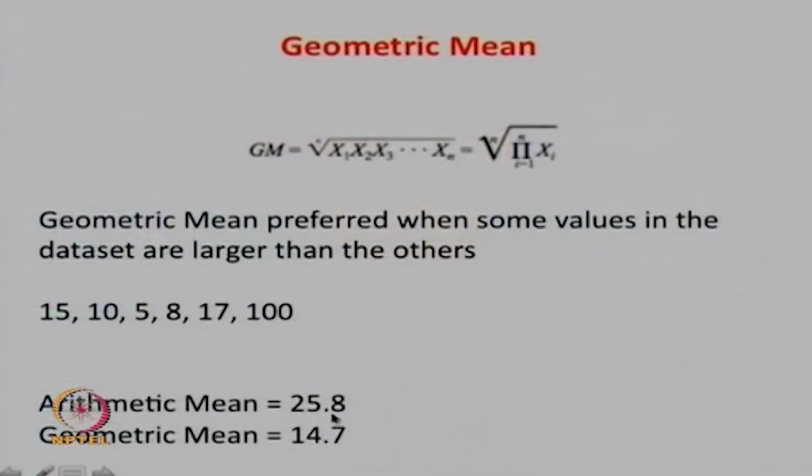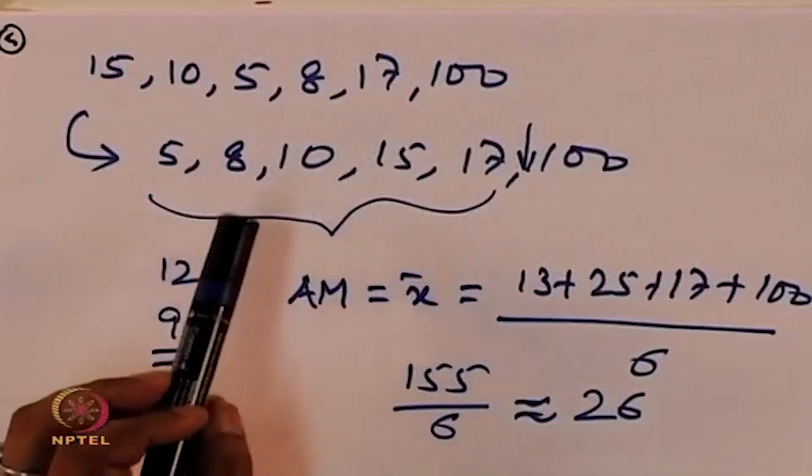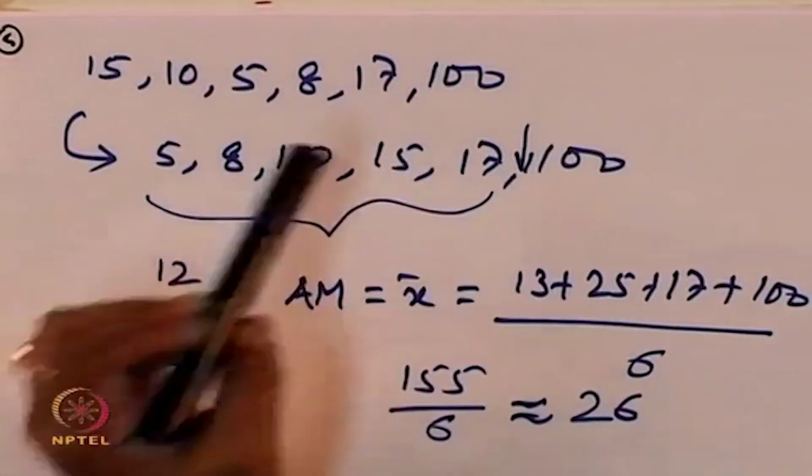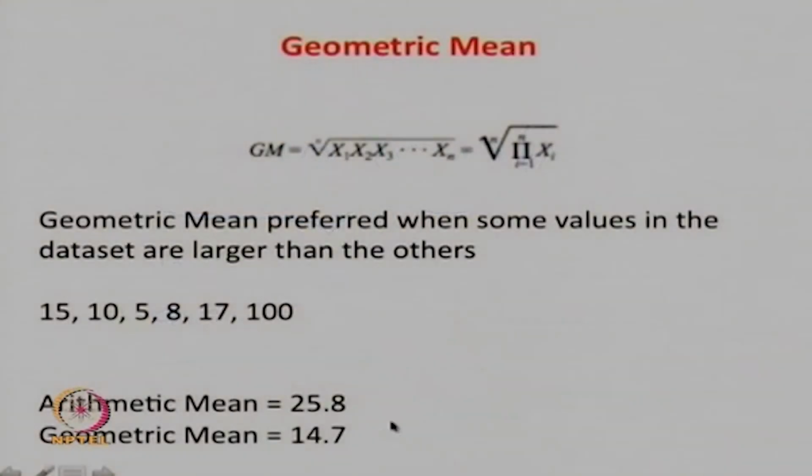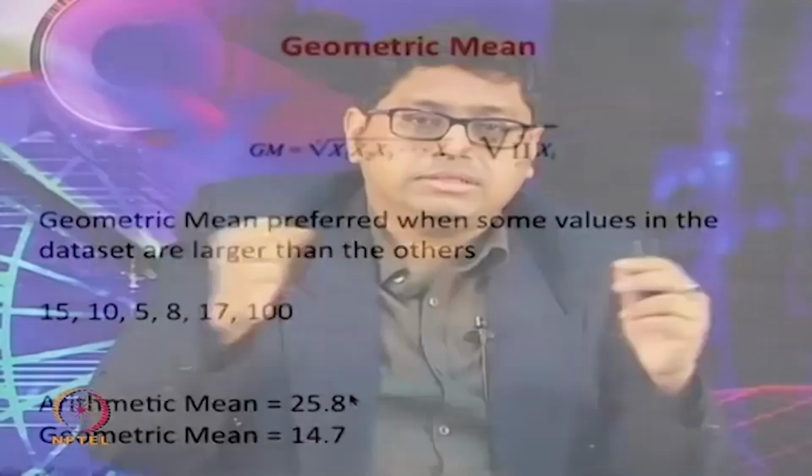So, if I do the same exercise with the geometric mean, what I get is a value of 14.7, which is between 10 and 15. So, which is still more representative of the population. So, you have changed from 25.8 to 14.7. So, this is one of the big advantages of geometric mean over arithmetic mean, particularly when in your data set there is huge heterogeneity and there are one or two values which are way larger than most of the other values.